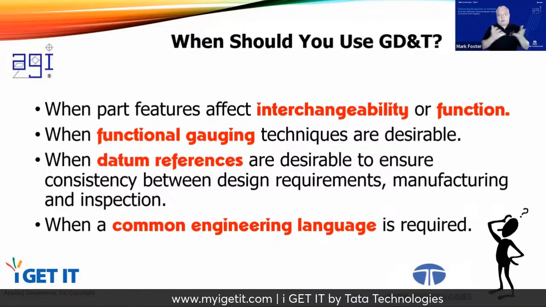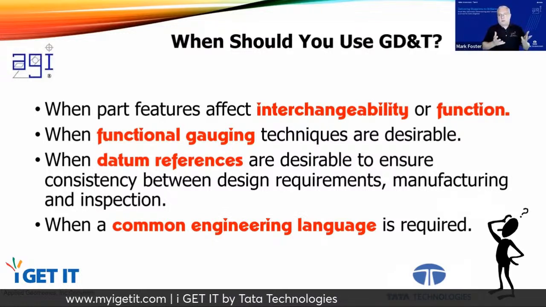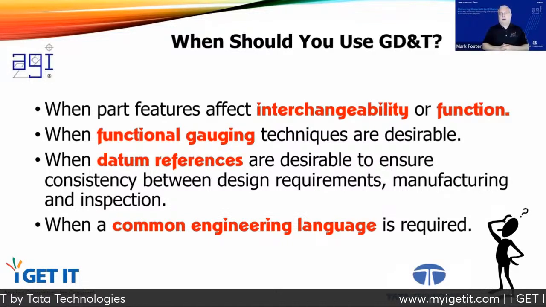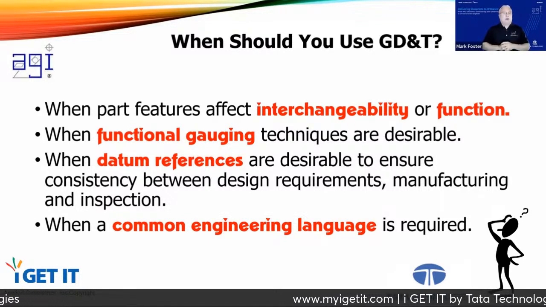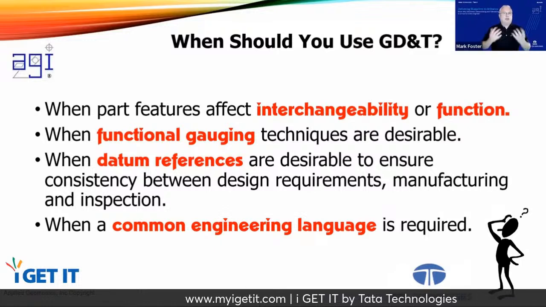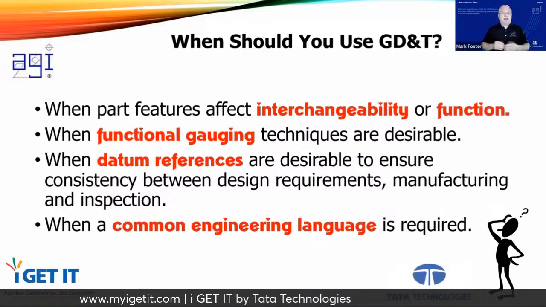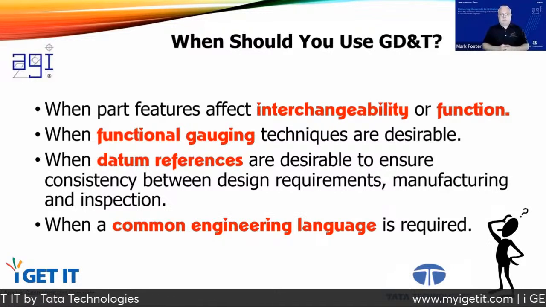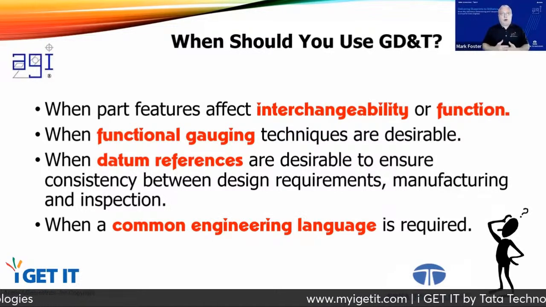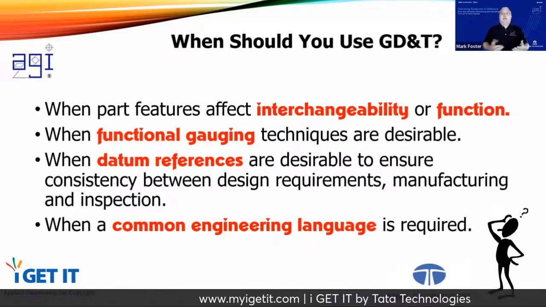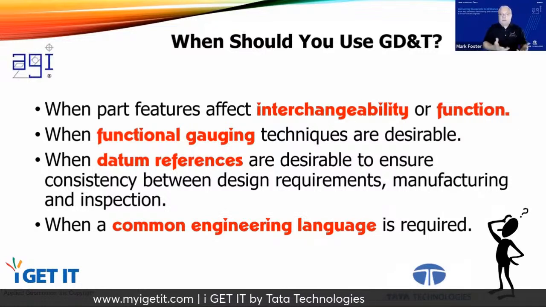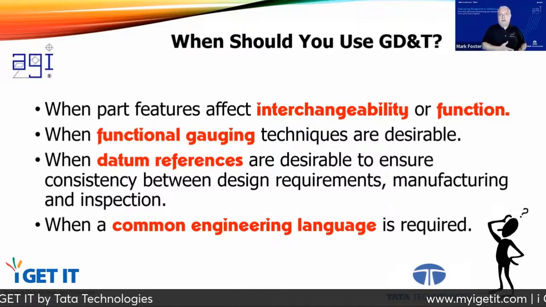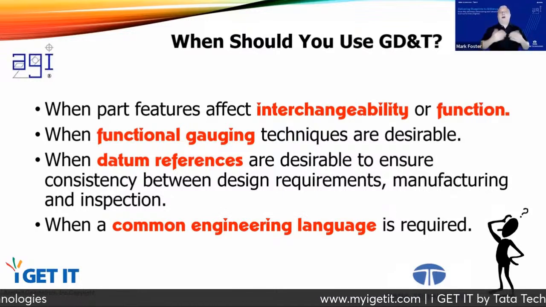And I'm saying here, there are several instances. Look at the very first bullet point. When part features affect interchangeability or function. All right, now think for just a moment. How many part features do you ever design in your life or make or measure that have zero functionality to the part? I would have to say zero. All of the things that you design and make and measure have features on them that are critical to their function or their interchangeability. So what's the answer to my question? When should you use GD&T? You should always use GD&T.